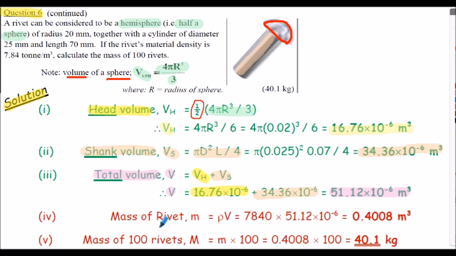We can calculate the mass of the rivet, M, from the density multiplied by the volume. We're effectively given the mass density in the question, and we've just calculated the volume of the rivet. So we can calculate the mass of one rivet, and then to find the mass of 100 rivets, we simply multiply the mass of one rivet by 100. So approximately 40.1 kilograms is the mass of the 100 rivets.